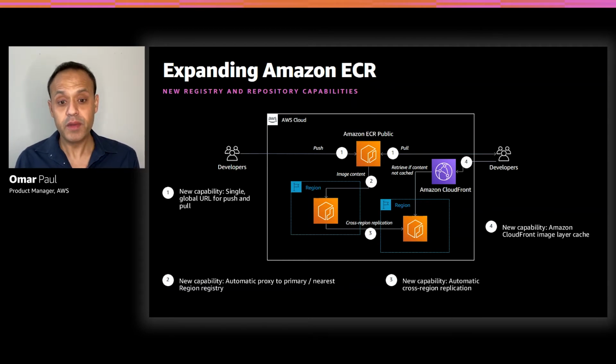And finally, we cache image layer content using Amazon CloudFront so pulls are fast from anywhere in the world. This is transparent to you, as it should be, when pushing or pulling, right? So you don't have to worry about availability or performance, and you can focus on building and running your applications.